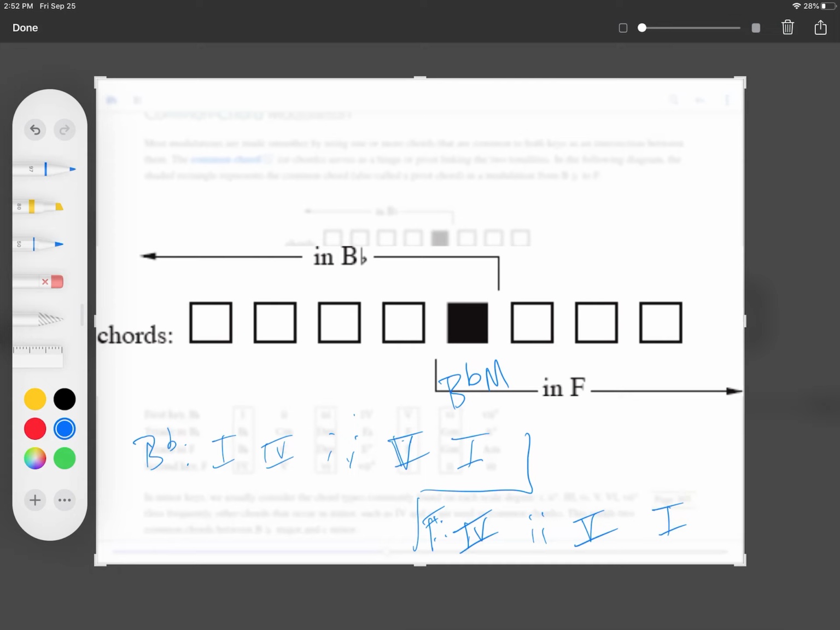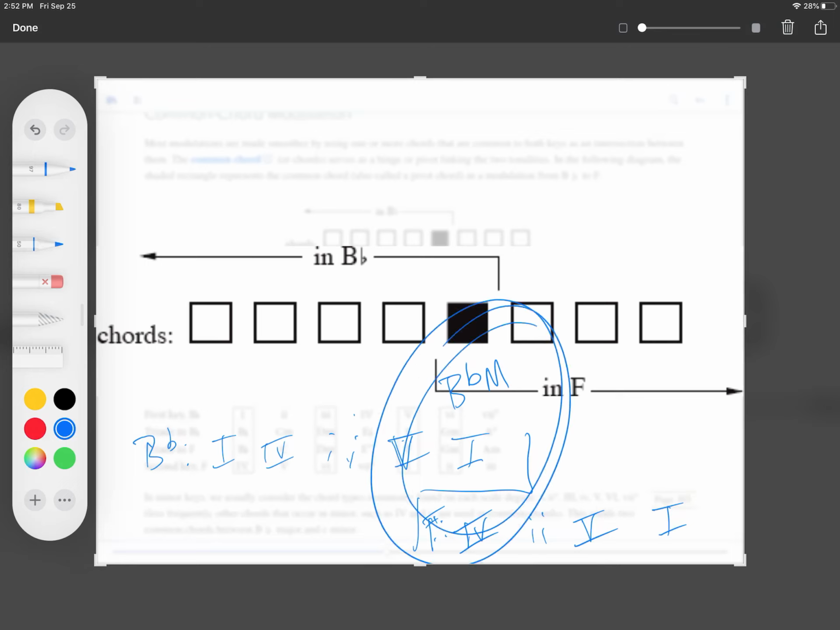So listen to that again. Here's a 1 chord, 4, 2, 5, and 1. But now 1 is 1 in B flat, but it's also 4 in my new key of F. 2, 5, 1. And now I'm in a new key.